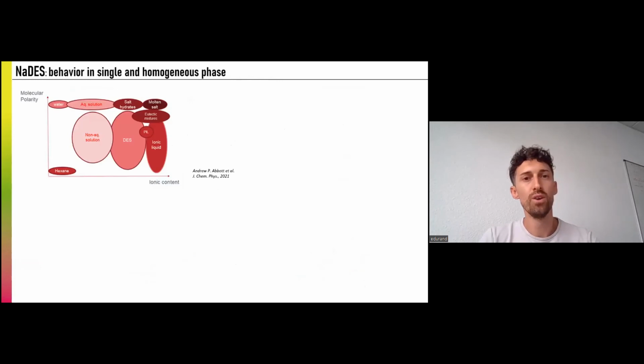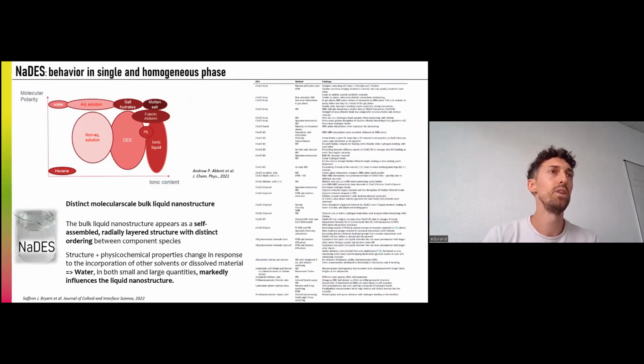So now usually we talk about NaDES and their behavior in a single, homogeneous phase. And we know that the behavior of NaDES is very different from other systems. And now the literature is quite unanimous in saying that NaDES in the bulk phase is not really homogeneous, and some nanostructures appear in the bulk phase of NaDES that are sometimes responsible for the high extraction capacity of such a liquid phase. And water, in both small or large quantity, may significantly influence the liquid nanostructure of the NaDES.